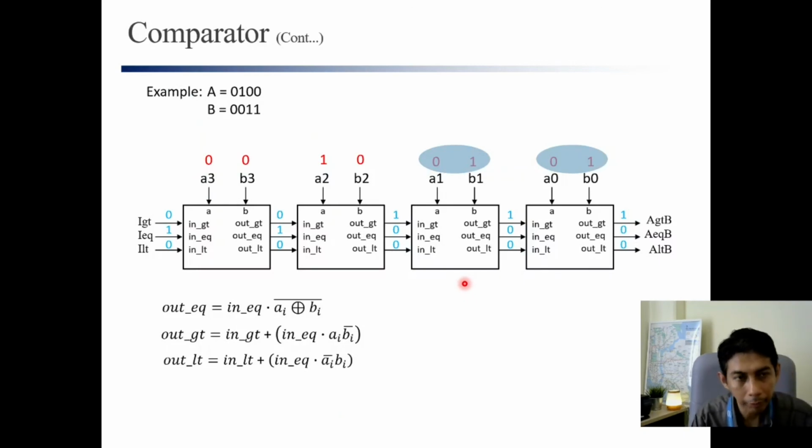So that will be the magnitude comparator, and this magnitude comparator can be used only for positive numbers. When you want to compare a negative number, you cannot use this comparator. This is for positive numbers only.